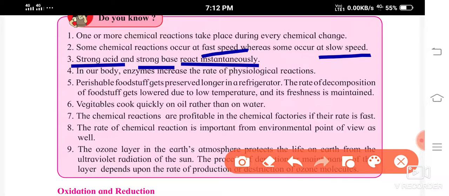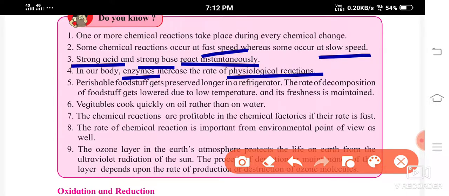Now in our body, enzymes increase the rate of physiological reactions. So there are many enzymes which are liberated in our intestine during digestion of food. Not only during digestion, but there are many hormones and enzymes which are going to increase the rate of physiological reactions. Perishable foodstuff gets preserved longer in a refrigerator.